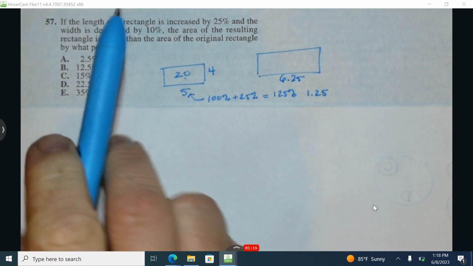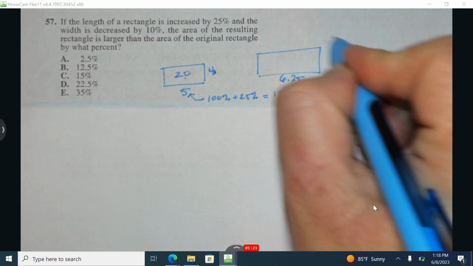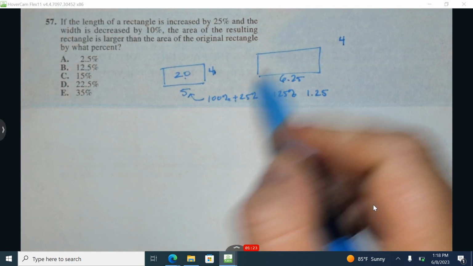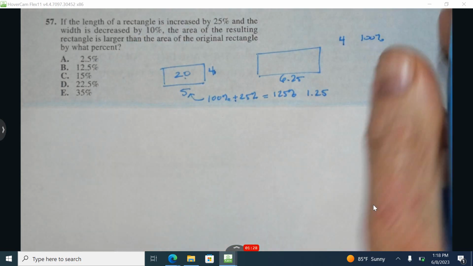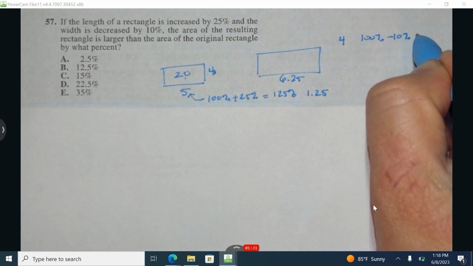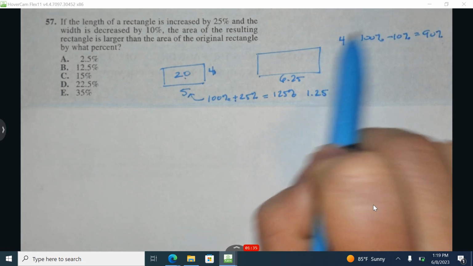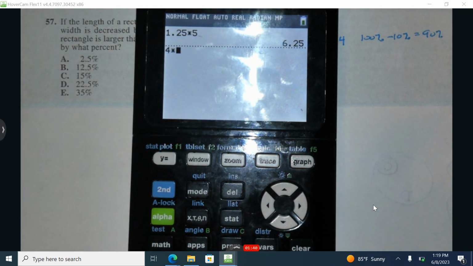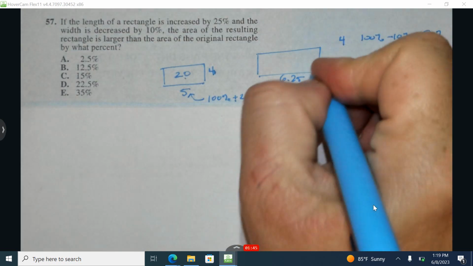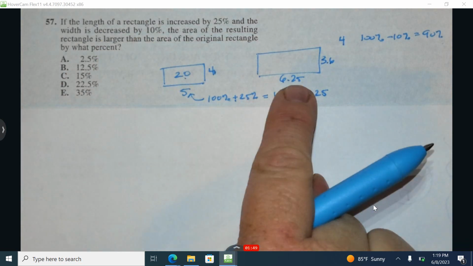Now the width is going to be decreased by 10%. So here's the width. It is 4. But instead of adding, so it's 100%, but instead of adding 10%, we're going to decrease it by 10% to get 90%. So I want 4 times 90%. 4 times 90%, or 0.90, is 3.6. Notice it's gone down, it's decreased, and notice it's increased.